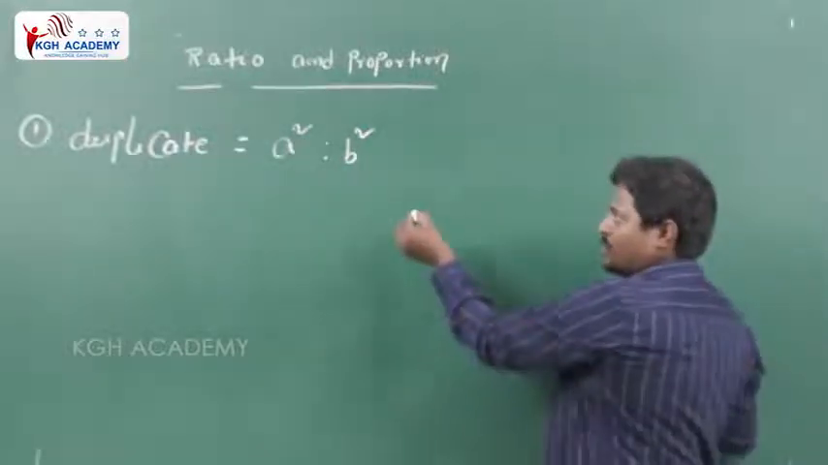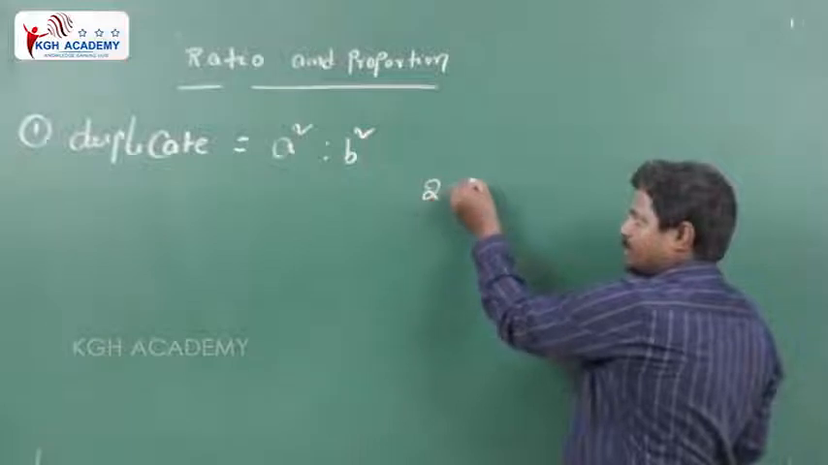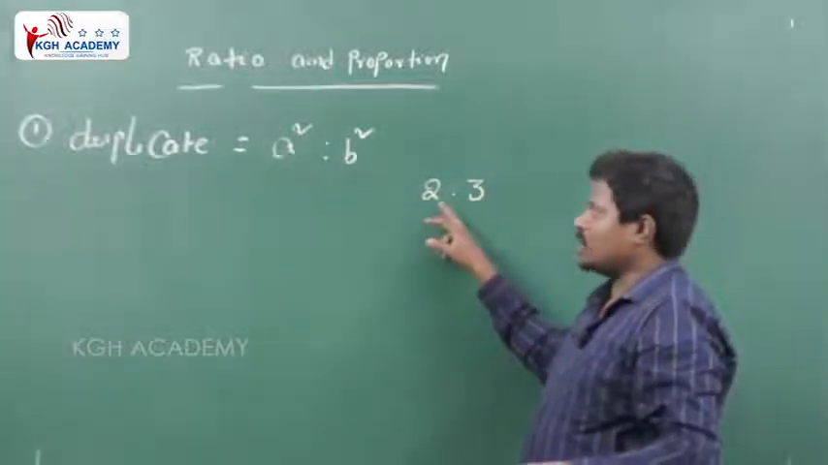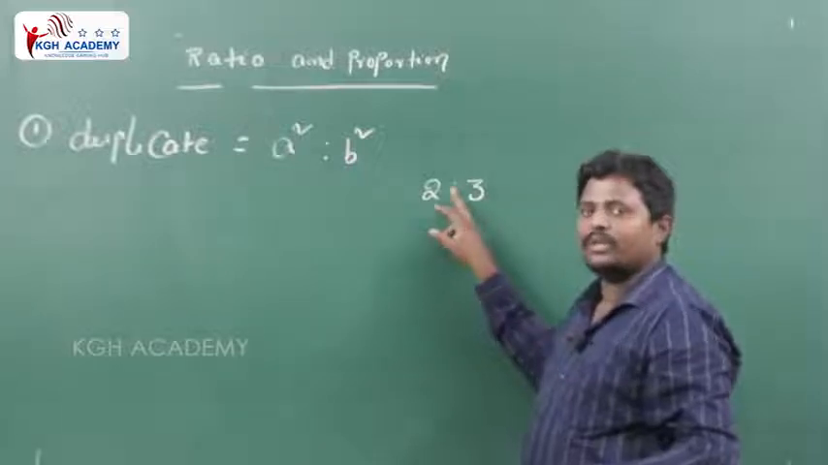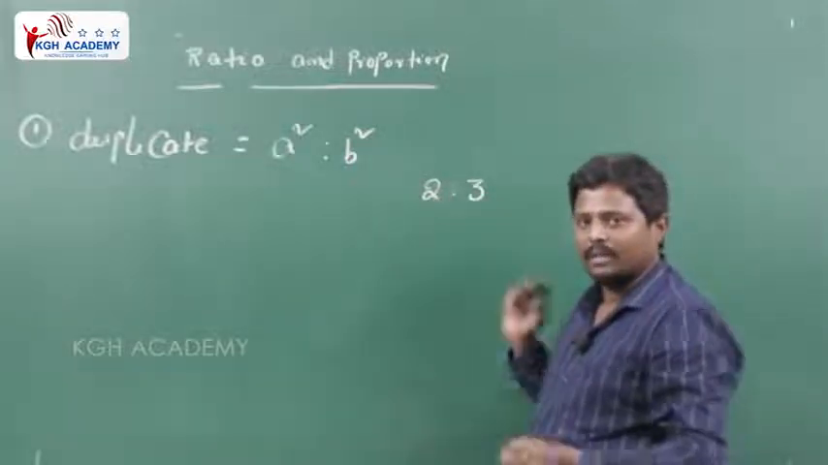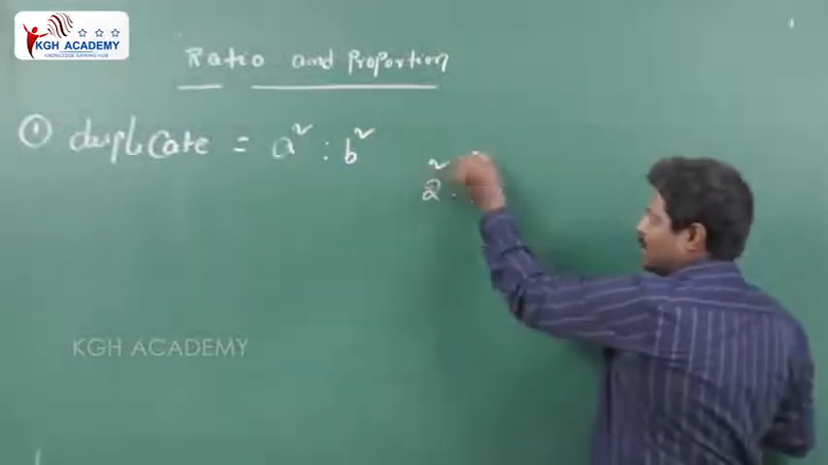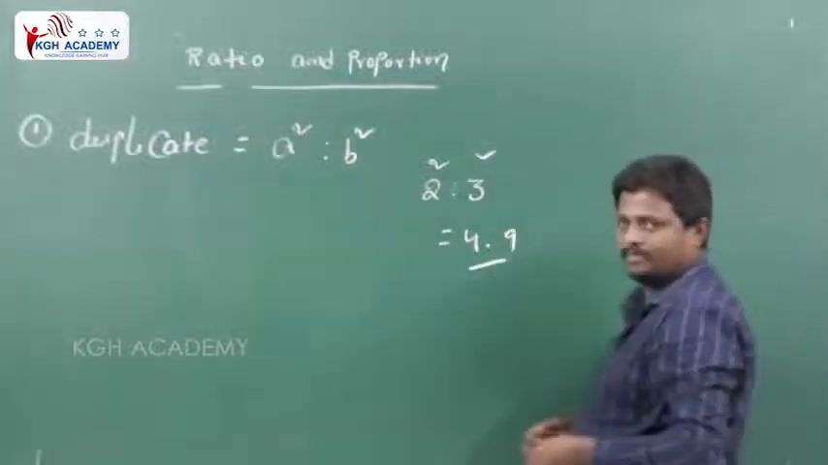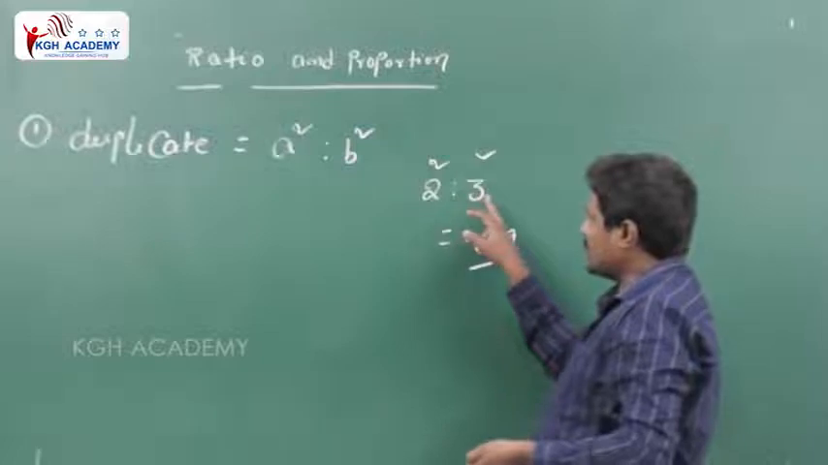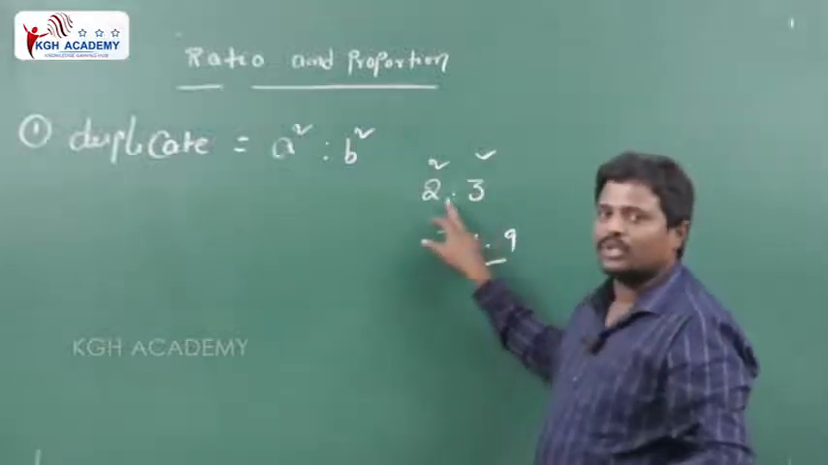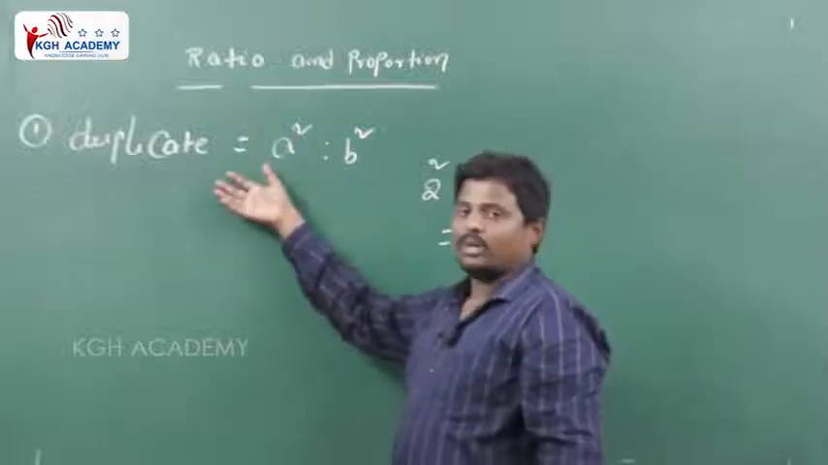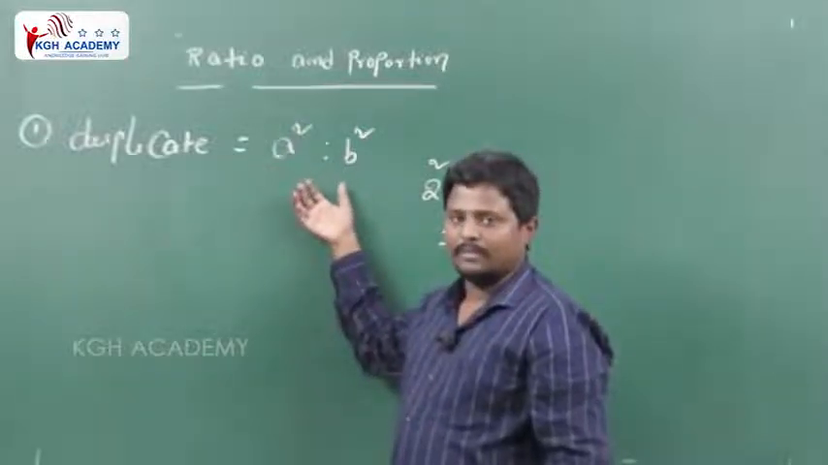Let us suppose you take the ratio 2:3. What is the duplicate ratio of 2:3? We just need to take the square of 2 and the square of 3, which is 2 square and 3 square, equal to 4:9. This is the duplicate ratio of 2 and 3. So, what is the formula? The duplicate ratio formula is nothing but a square is to b square.